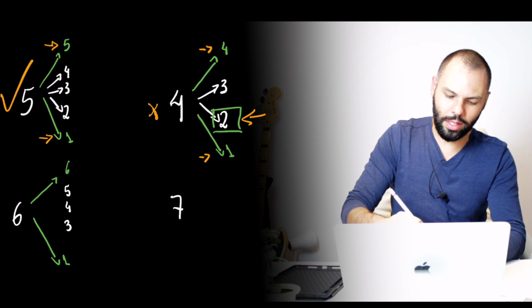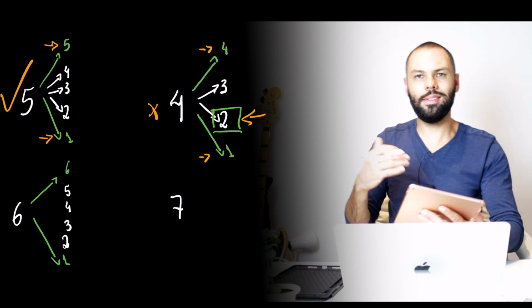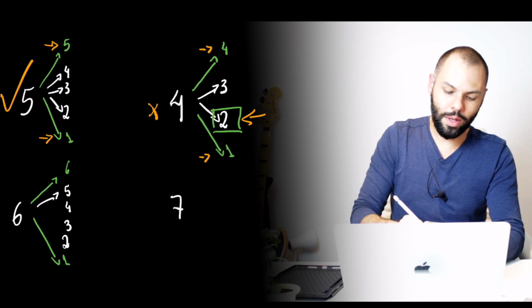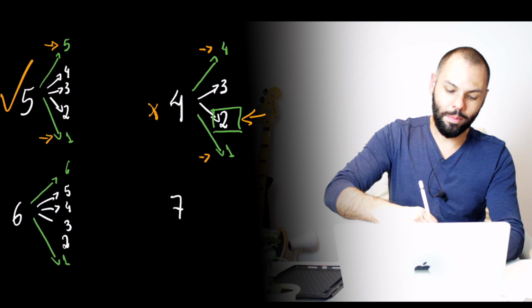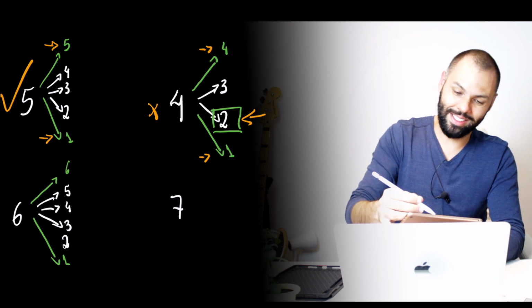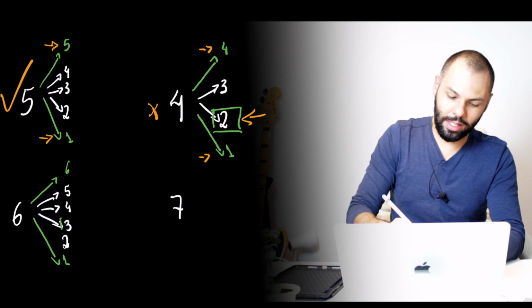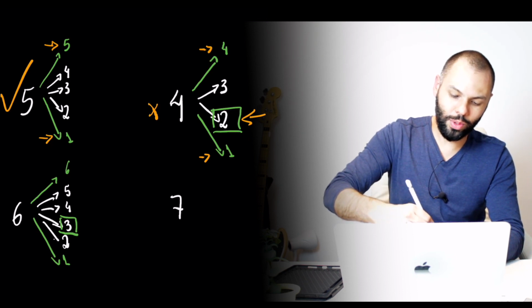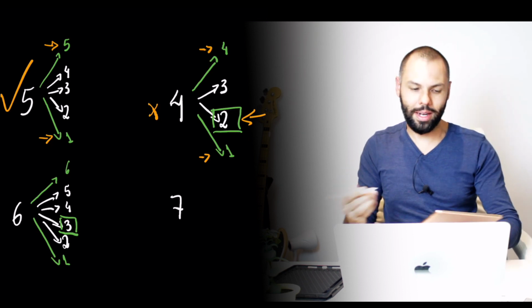4, and the 3, and the 2. Okay, the same question over and over again. By 5, no. By 4, no. By 3, yes. Okay, so 6 is divided by 3. And if you go to 2, yes, it's also divided by 2.